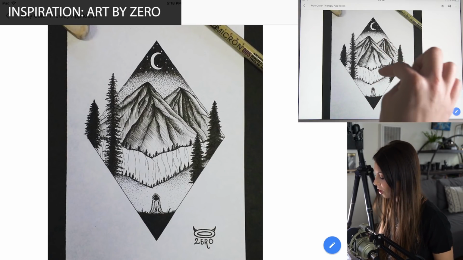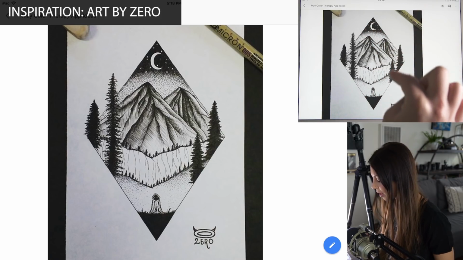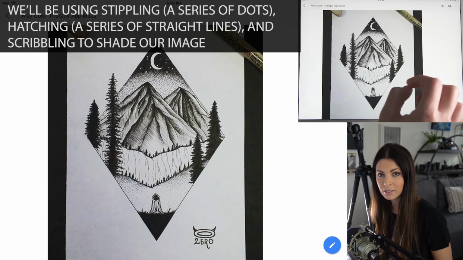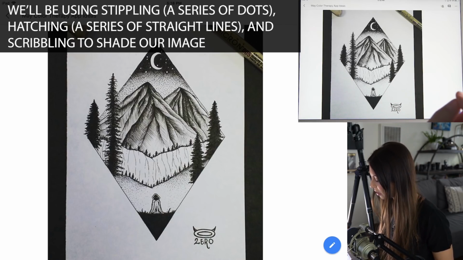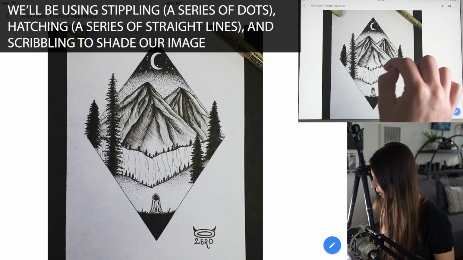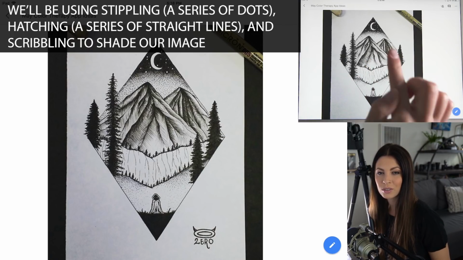So you can see that this artist used stippling just up in the sky and down here, which is just a series of many dots, and that creates shading. And then they also used scribbling for the trees just to fill in the black areas. And then hatching was used on the mountains.